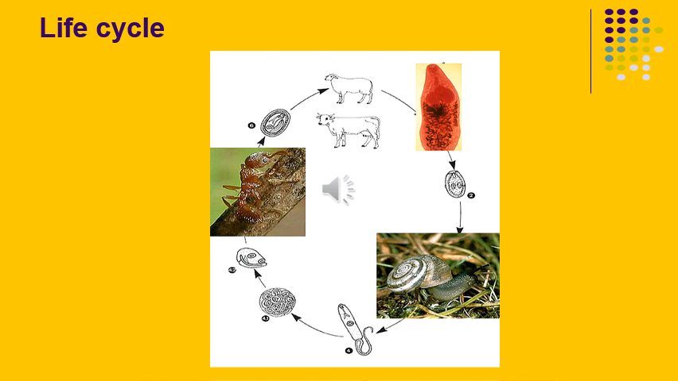In this picture, we are looking at a very simple life cycle. You can see the final host, sheep or cattle, the first intermediate host, which is a mollusk, and the second intermediate host, which is an ant. We will consider it in more detail in the next slide.